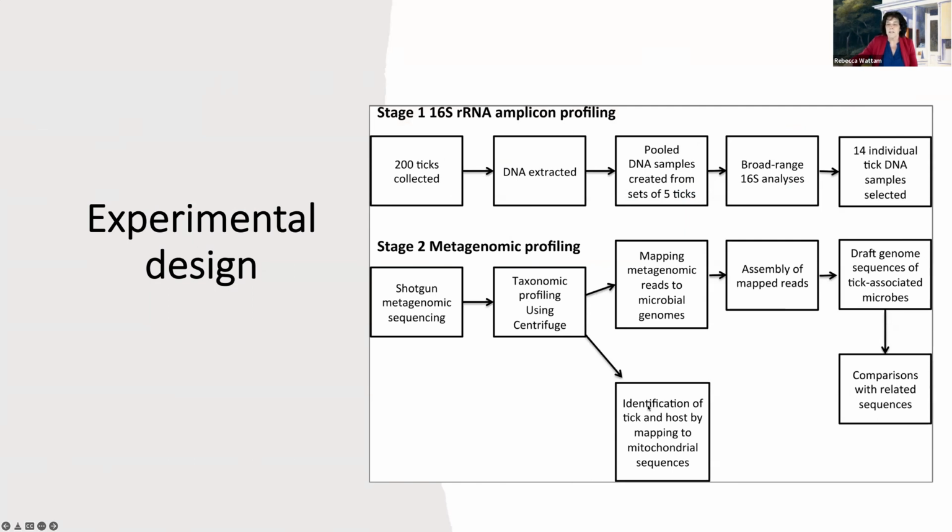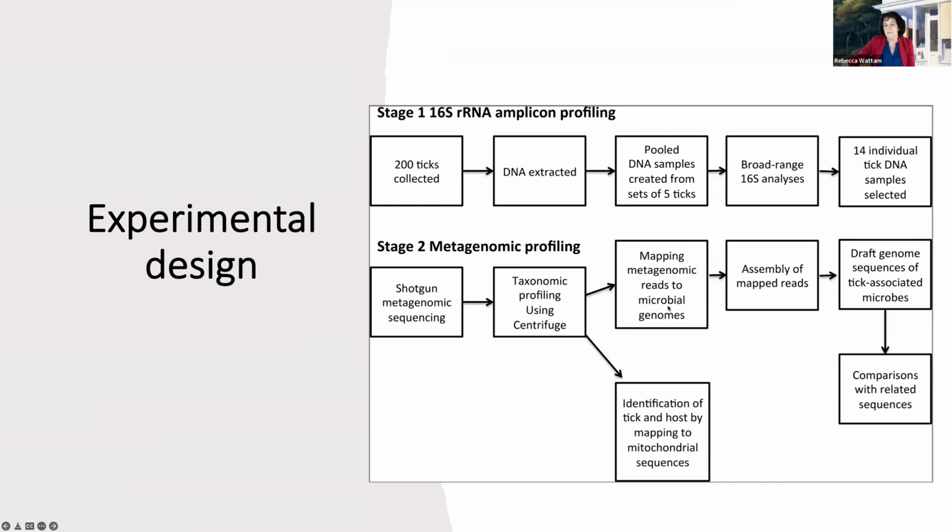Now, at this point, they took the data and mapped it to mitochondrial sequences to identify both the tick and the host. That is something we couldn't do in BVBRC, but you could certainly map to the tick in our sister BRC, VEuPathDB, sorry about that. So that shows you that there's some potential to have some cross-BRC analysis going on.